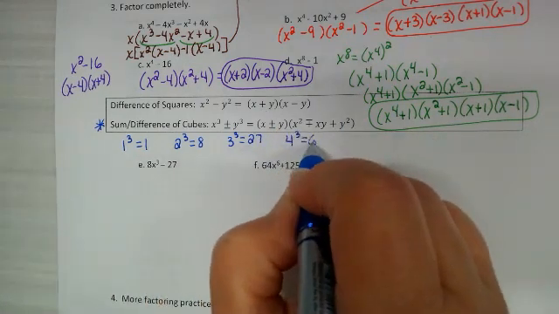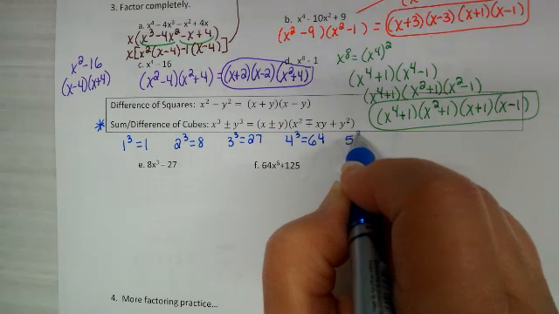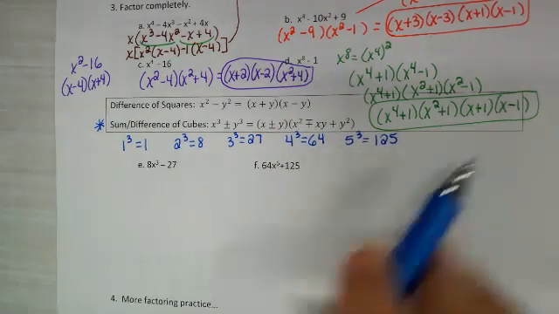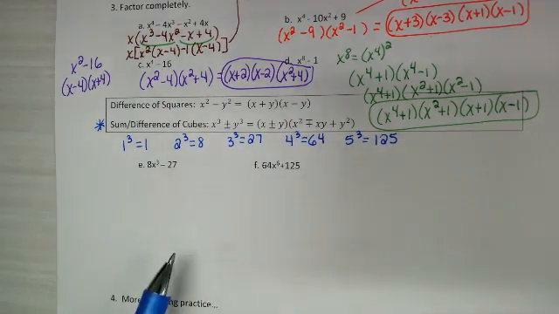4 to the 3rd power is 64. 5 to the 3rd power is 125. And there are some more we can add in there, but those are some of the common numbers you're going to see here.